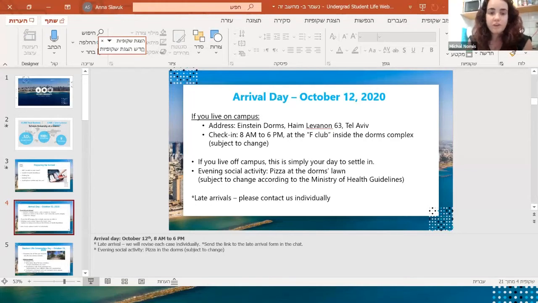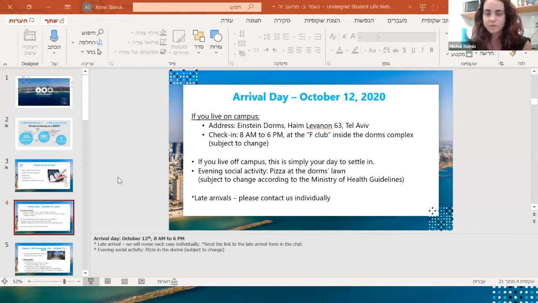Okay, if you live off campus, this is just your day to settle in. You can get in any time of the day you want, whenever that is comfortable for you. Just make sure you know the address of the place you're gonna live and anything that you need.